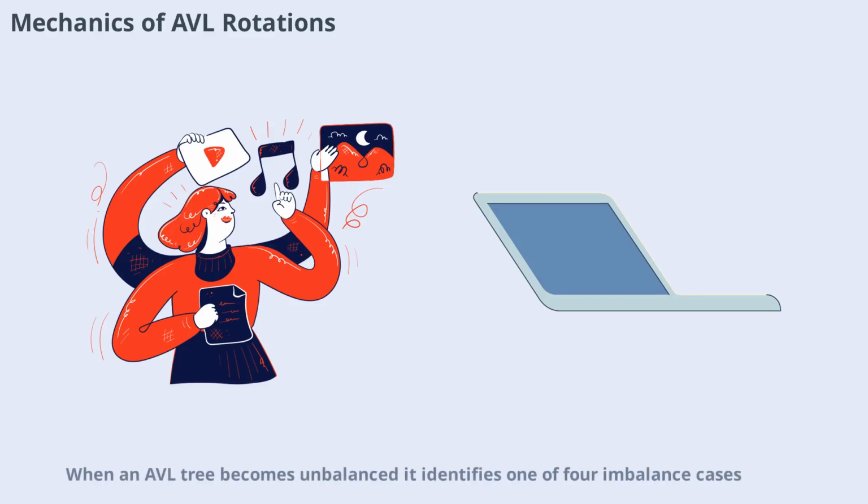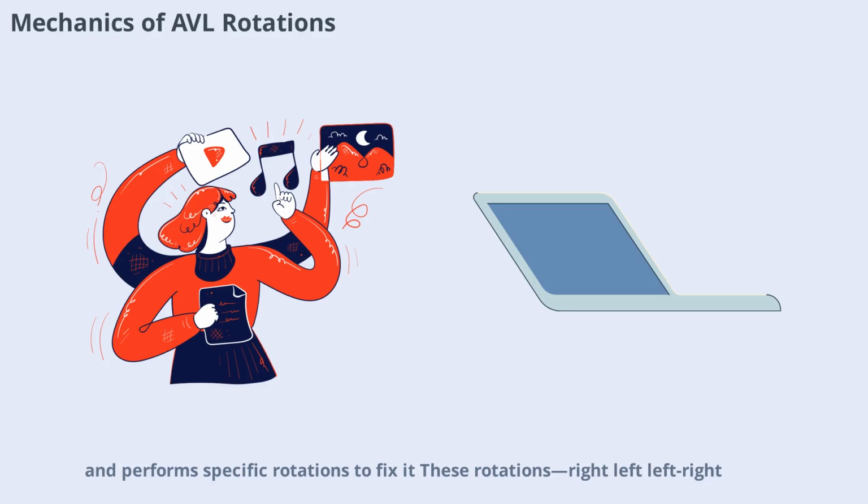When an AVL tree becomes unbalanced, it identifies one of 4 imbalance cases and performs specific rotations to fix it. These rotations, right, left, left-right, and right-left, restore balance efficiently. Understanding these mechanics is key to appreciating how AVL trees maintain their performance guarantees.